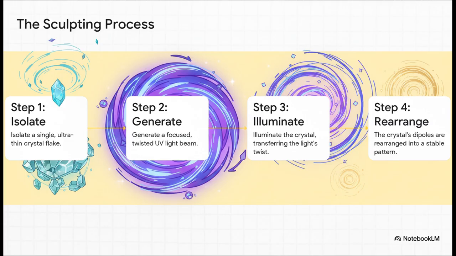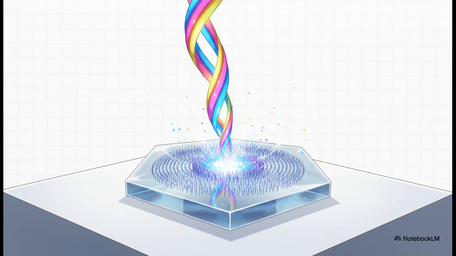Now, when this beam hits the crystal, it's not a violent collision, it's more like a dance. It's a transfer. That orbital angular momentum, the physical twist of the light, is given directly to the crystal's structure. And this causes all those tiny internal compass needles to rearrange themselves, to literally follow the spiral of the light. So the light doesn't just pass through. It actually writes a pattern into the very fabric of the material. It creates these incredibly stable, self-contained little whirlpools of energy.